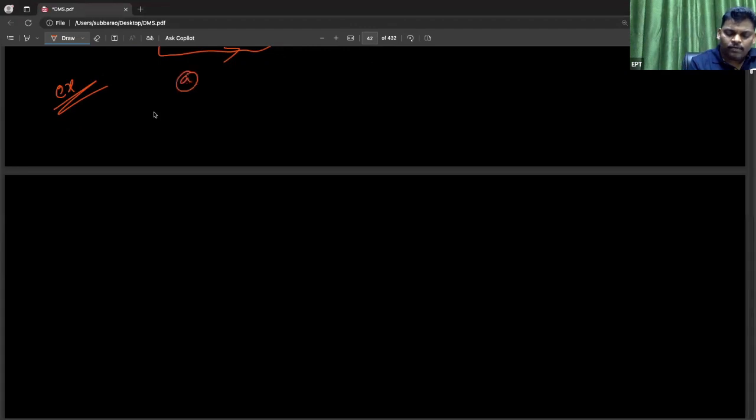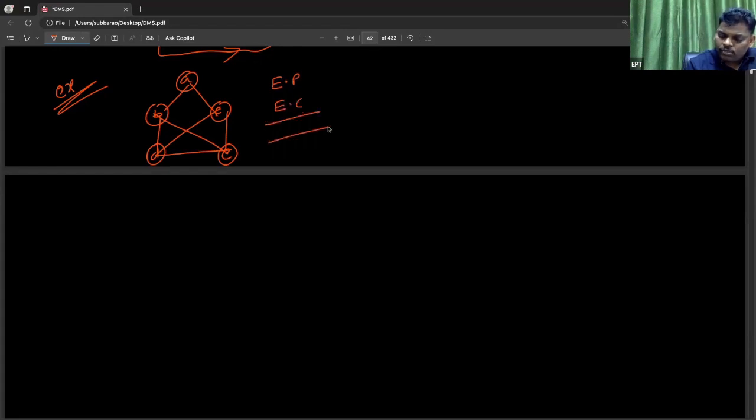A, take this. B, C, D, E. Check yourself. Euler path is possible or not? Euler circuit is possible or not? So given graph is Euler graph or not? This is the way of asking questions.